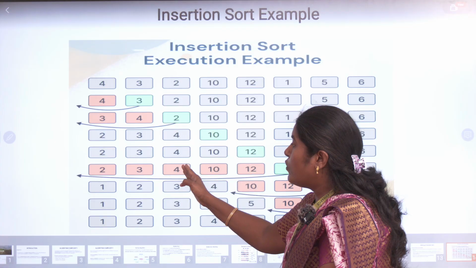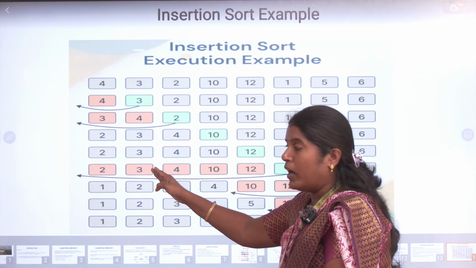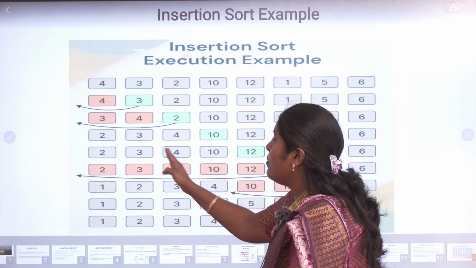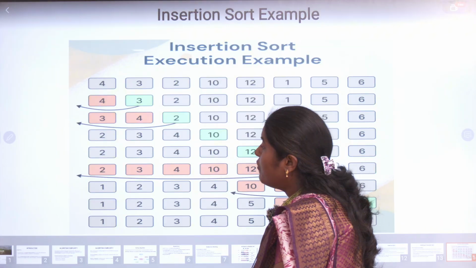Okay, again what you have to do? We have to compare 1 with 3. So 3 is greater than 1. Again swapping takes place. So 1 will be moved to the second position and 3 will be moved to the third position. Right, finally what you have to do?